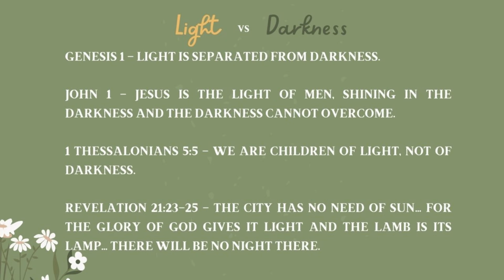And finally, my friends, we have contrasts woven throughout the entire storyline of the Bible. You have Genesis 1, where light is separated from darkness. You've got John 1, where Jesus is the light of the world, shining in the darkness, and the darkness cannot overcome him. You've got 1 Thessalonians 5:5, where we are actually the children of light and not of darkness. And then you've got Revelation 21:23 through 25. This city has no need for sun, for the glory of God gives it light, and there will be no night there. In this, we see that God himself is our light. His presence eliminates the need for anything else to shine.